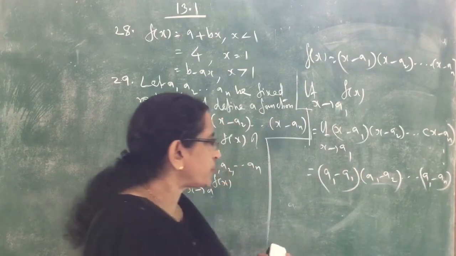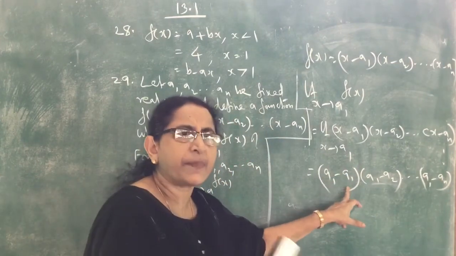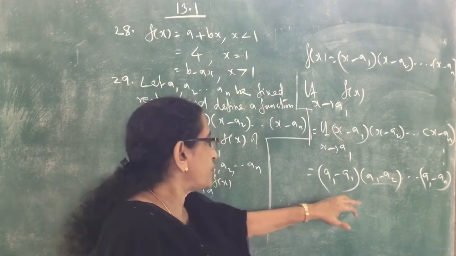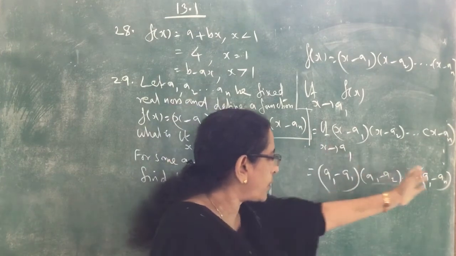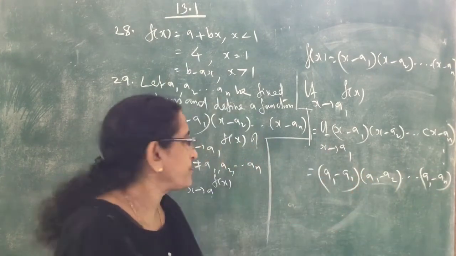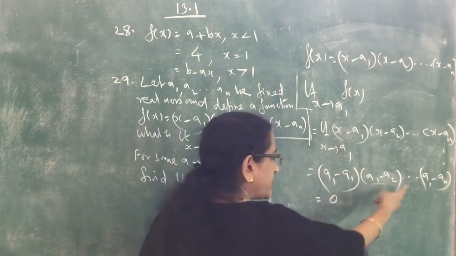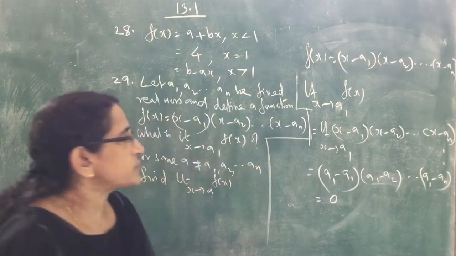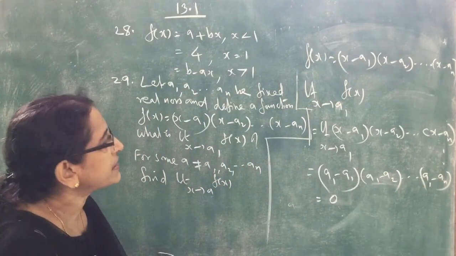When we substitute, we get this, and we know a1 minus a1 equal to 0. So when we multiply 0 with the other numbers, we get 0. So that is equal to 0. That is the limit x tends to a1 of f of x.